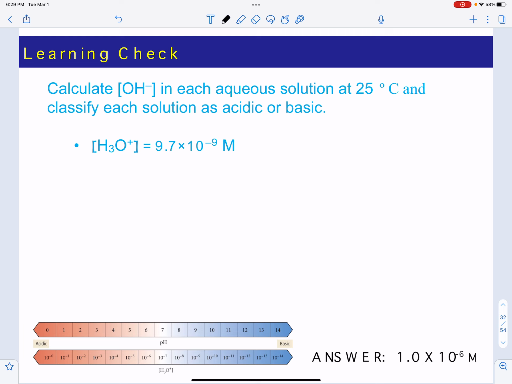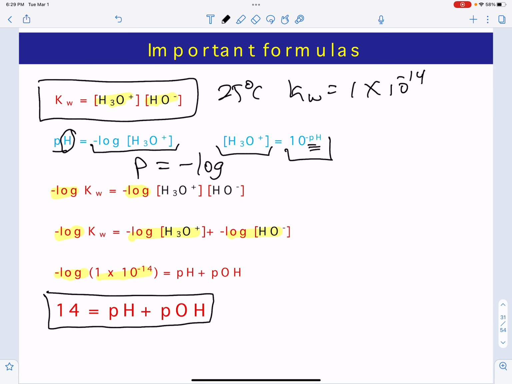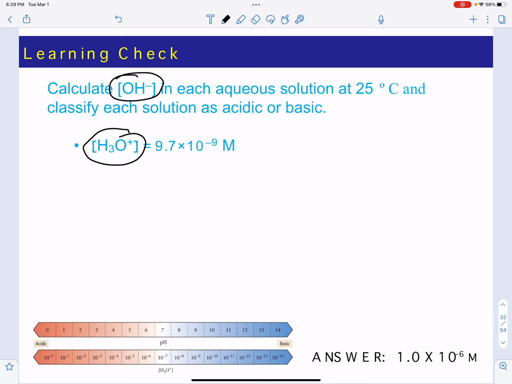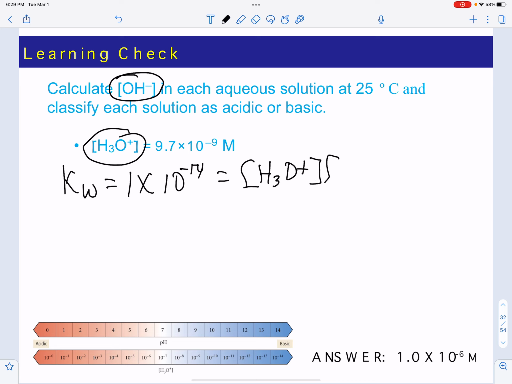So let's start with this problem. We are asked to calculate the hydroxide given the hydronium. What formula can we use? Hydronium and hydroxide are related by Kw, so what we know is Kw, which is 1 times 10 to the minus 14, equals hydronium times hydroxide.